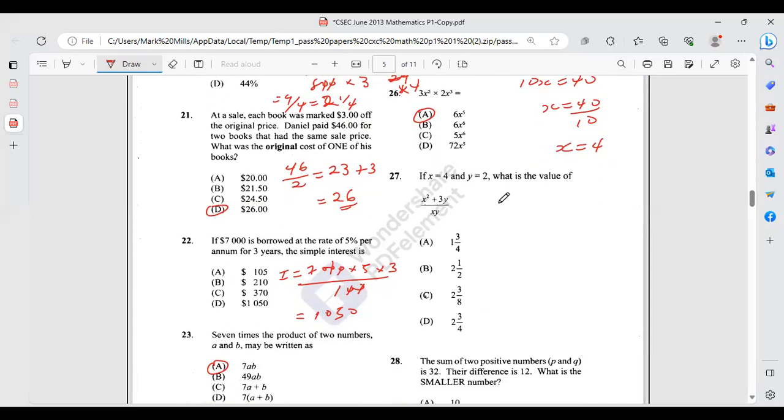27. x is equal to 4, y is equal to 2. What's the value? 4 squared plus 3 times 2, open bracket 2 over 4 times 4 times 2. Right, so this will give me 8 plus 6 over 8. Which gives me what? 20? What do we get here? No, this is 16. 16 plus 6 over 8. So that gives me 22 over 8. Can we break this one down? Yes, sir.